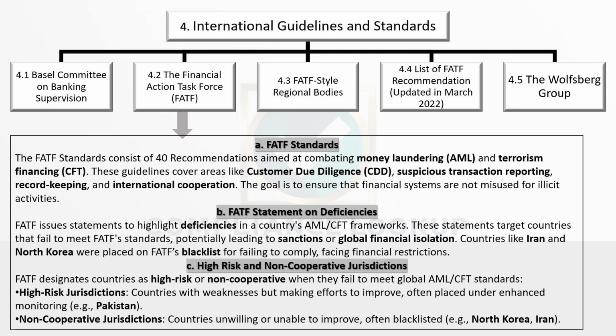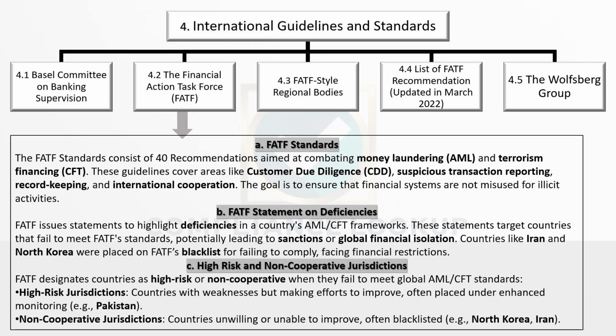Example: countries like Pakistan were placed on the grey list because of weak controls over terrorism financing, but over time they made significant improvements to address these concerns. 2. Non-cooperative jurisdictions, countries that are either unwilling or unable to address serious deficiencies in their AML safety systems. These jurisdictions are often placed on the blacklist, which means they are subject to severe financial restrictions from the global community.